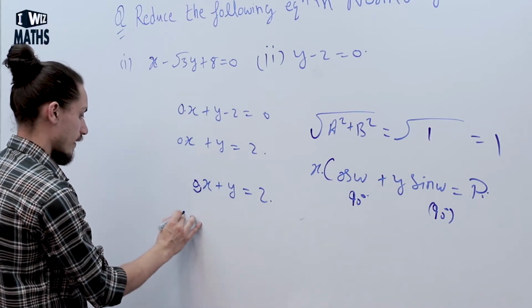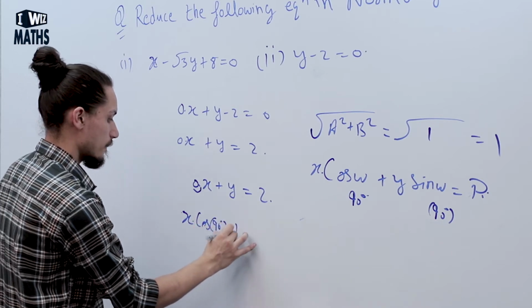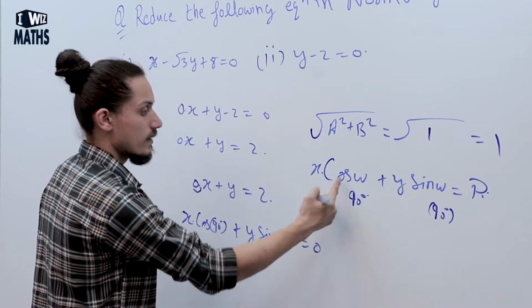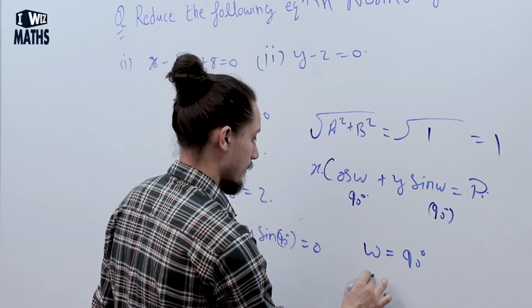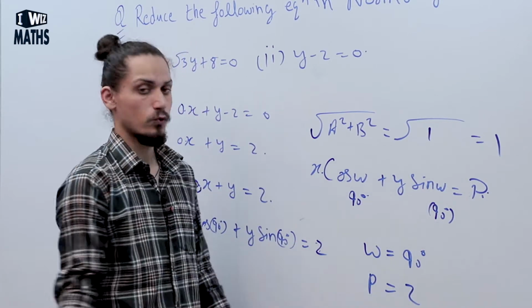So in this case we get x into cos 90 degrees plus y into sin 90 degrees is equal to 2. Comparing these two equations, we get omega is equal to 90 degrees and p is equal to 2, and hence the result.